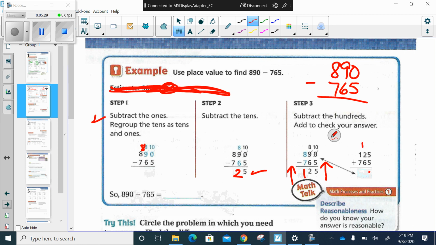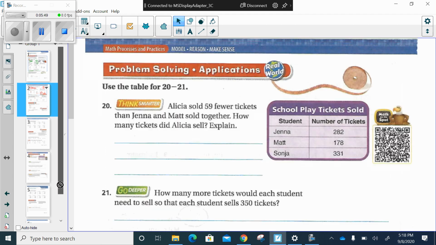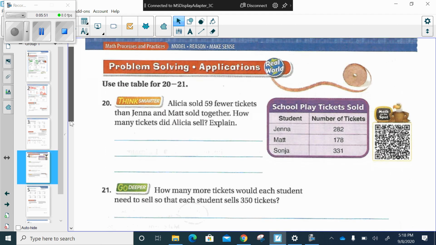Now let's add it together. 5 plus 5 is 0. 6 plus 2 is 8, plus 1 is 9. And then 7 plus 1 is 8. Is this the same number that we started with up here? Yes. That means you got the correct answer. That's a wonderful way to check to see if you got the answer correct. Love it.